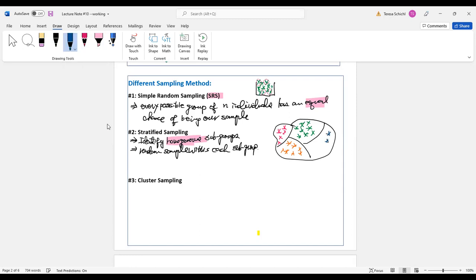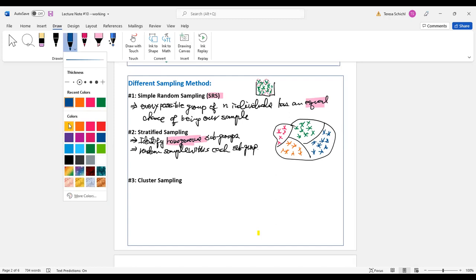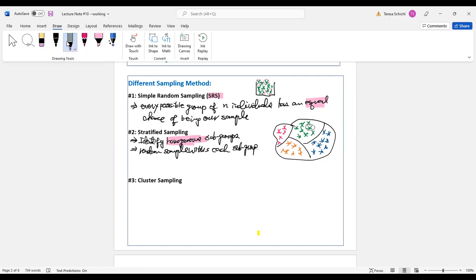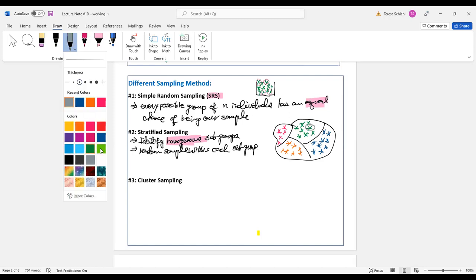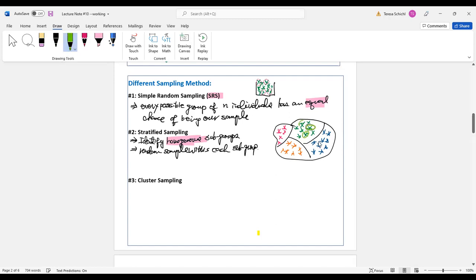That's what we call a homogeneous group. For example, in the university, you can divide the students into freshmen, sophomores, juniors, and seniors. Then under each group, you will randomly pick a few samples.